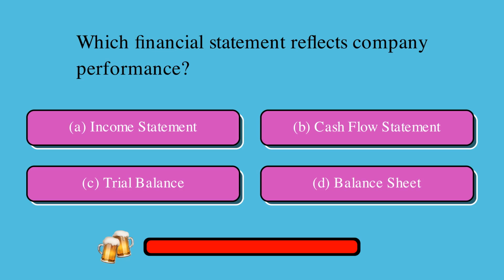Which financial statement reflects company performance? Is it A, income statement, B, cash flow statement, C, trial balance, or D, balance sheet? The correct answer is A, income statement.